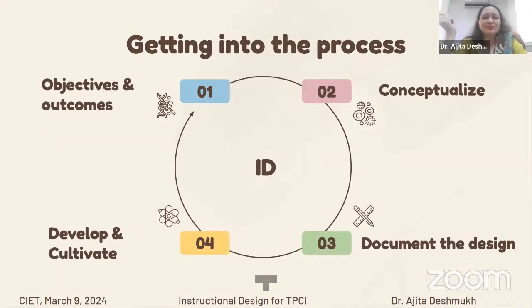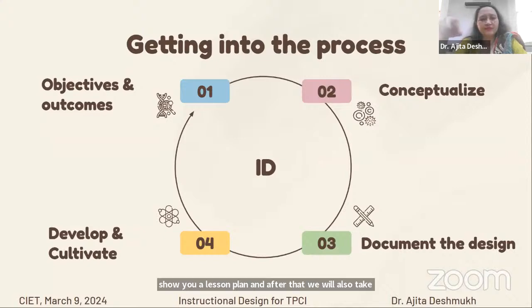Okay, so we'll be having a lesson plan. I'll show you a lesson plan, and after that we will also take up one Excel sheet. The spreadsheet will be opened. In that we will do it live, that you will give me one topic, one subject ka one topic, we will decide one outcome, and then we will see how the lesson planning goes.